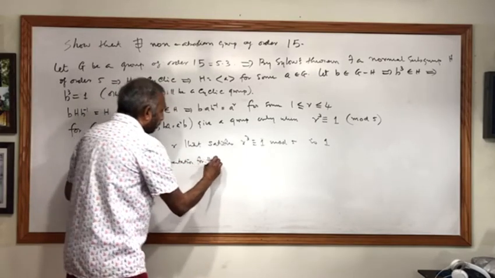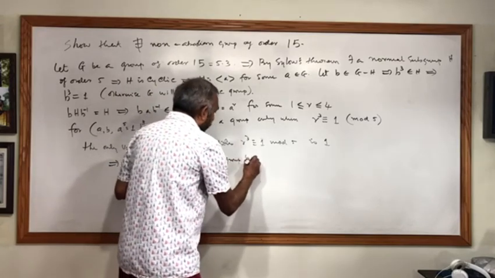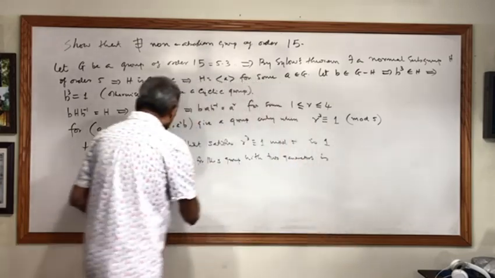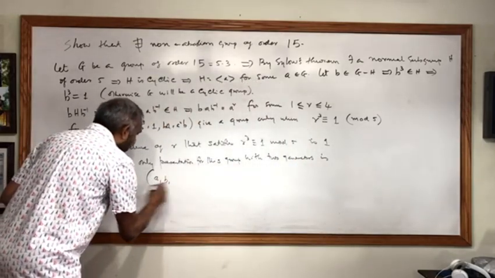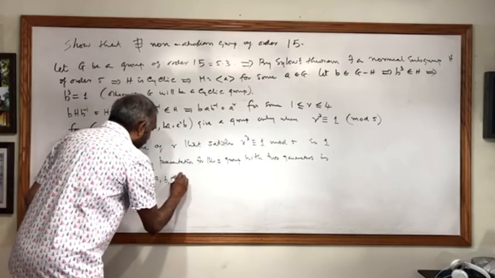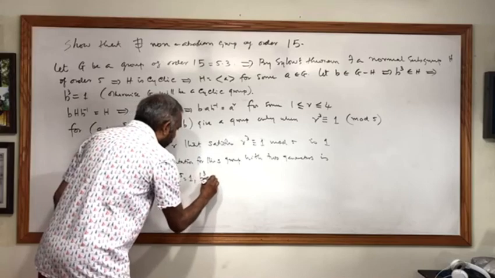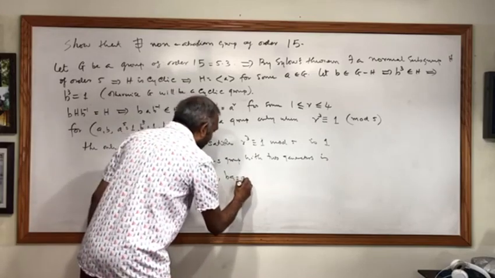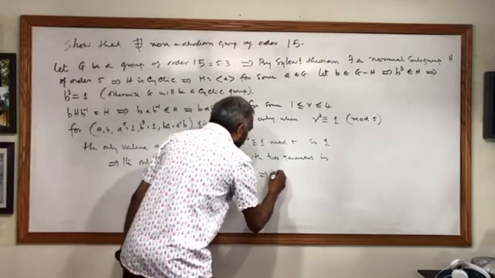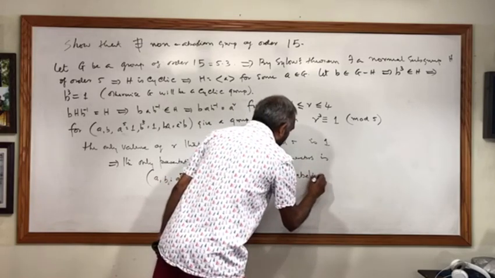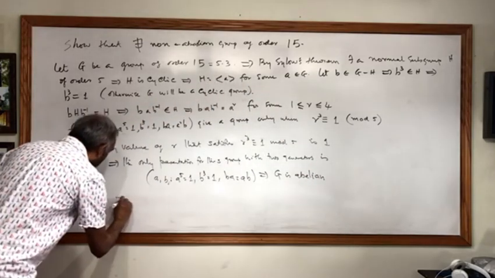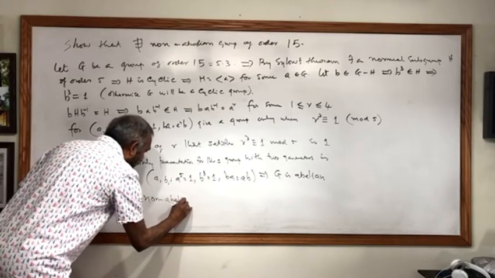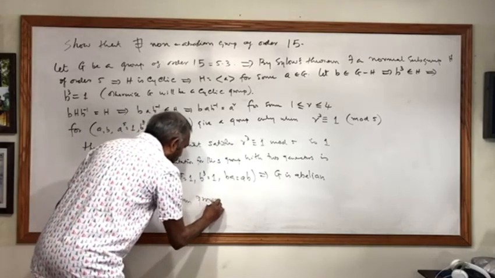And that implies the only presentation for this group with the 2 generators is A comma B, such that A to the power of 5 is equal to 1, B cube is equal to 1, BA is equal to A to the power of R B, which is AB, and that implies G is abelian, and that implies there exists no non-abelian group of order 15.